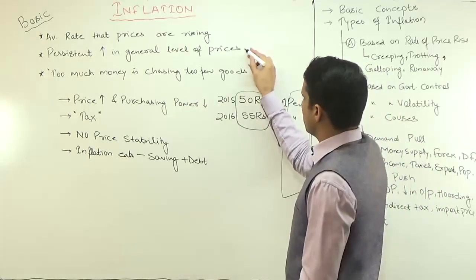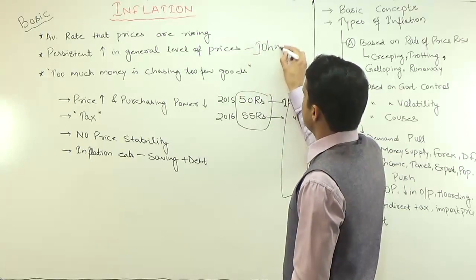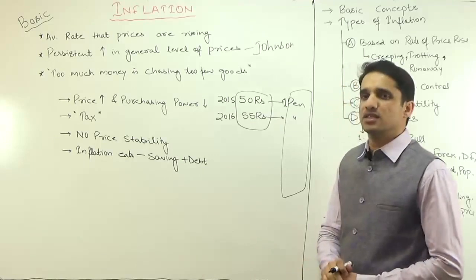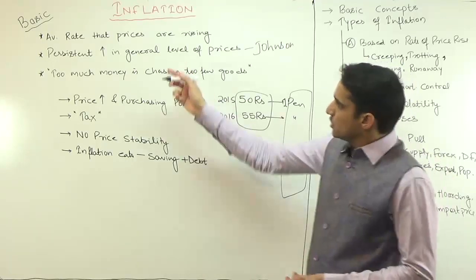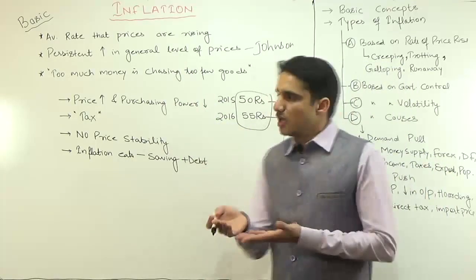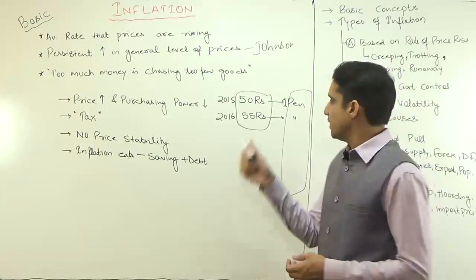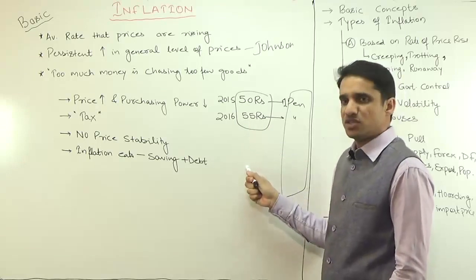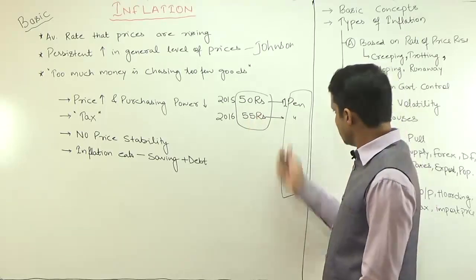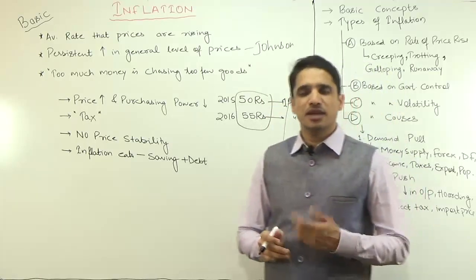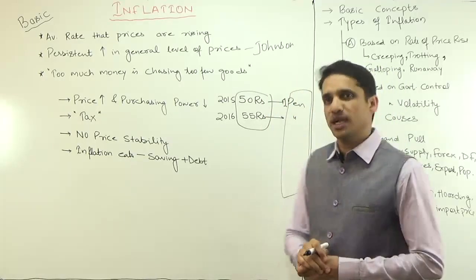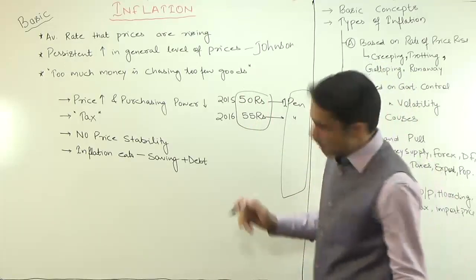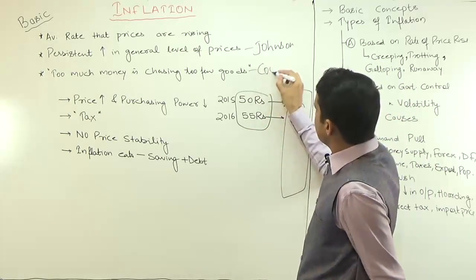One more definition, given by Johnson, is that it is a persistent increase in the general level of prices. For example, last year it was 50, now 55, then the next year it becomes 57, the very next year it becomes 62. This persistent increase in the general level of prices of commodities and services both is known as inflation.